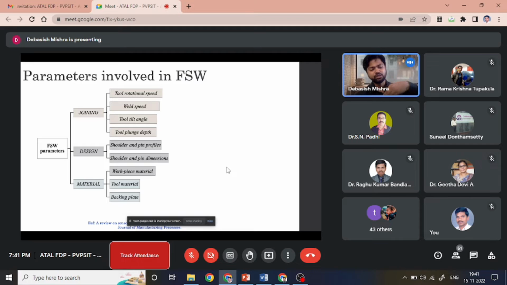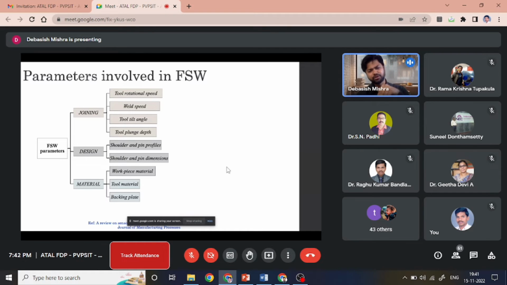Now, as the tool starts over the materials to be welded, there is a speed at which the tool can be moved, and that is the welding speed. So the combination of the rotational speed and the welding speed is rate controlling, and it decides the amount of heat that is given to the material to be welded. And this heat is of course material dependent, and depends on the type of tool that we are using.